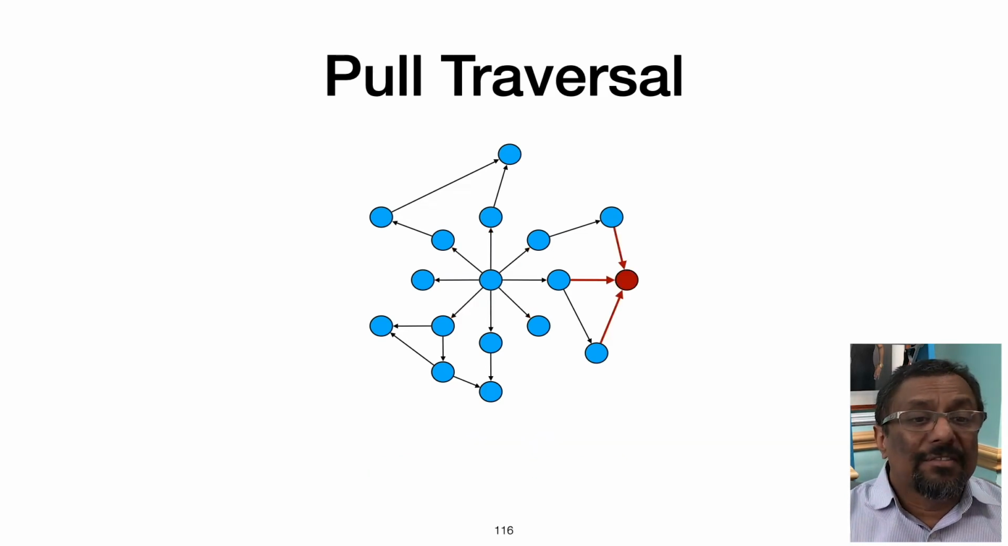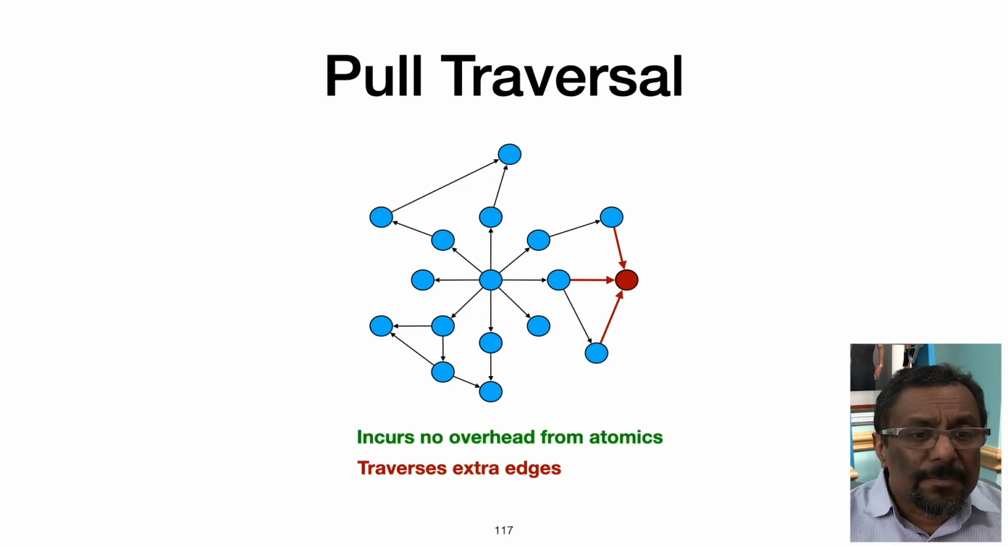But you can do a pull traversal, where I read values from everybody and update myself. The nice thing about that is I have no need to do any synchronization, but now I might be pulling values that haven't changed. So I might be doing a lot more updates than necessary. So there are choices like this.